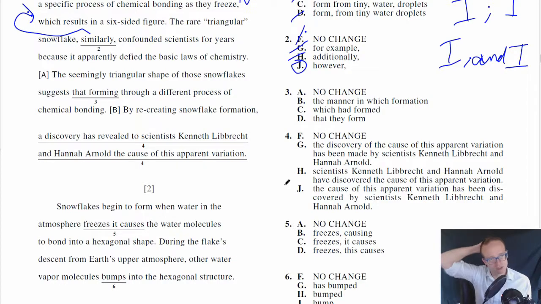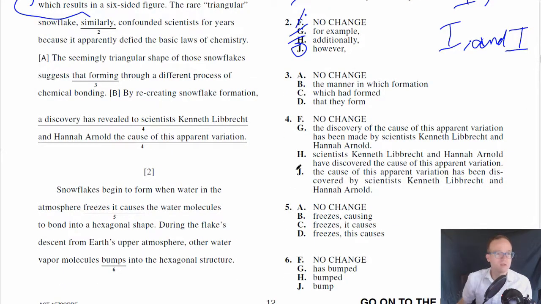The seemingly triangular shape of these snowflakes suggests that forming through a different process of chemical bonding. Okay, so here the word suggests strongly implies that we need a direct object downstream of here, right? So which cannot work as a direct object, which specifies something of the specific set of stuff that we're talking about. Here we don't know what we're talking about yet. We have to be suggesting something. Suggest the manner is fine. Suggest that can also be good, because that can be a pronoun.